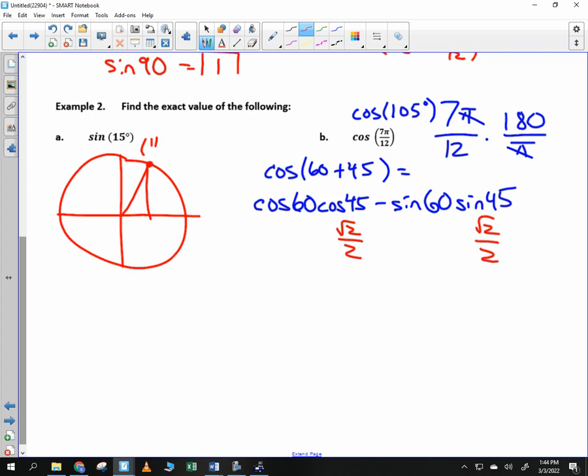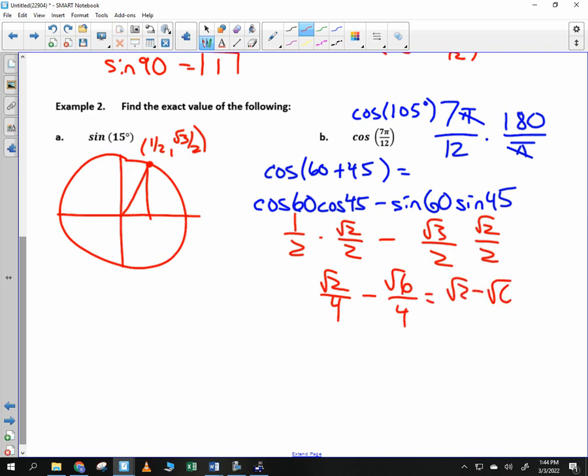Very good. Luke says 1/2 and root of 3 over 2. So what's the cosine of 60? 1/2. And the sine of 60? So cosine is the x value and sine is the y value. It's okay. It comes at a good time. It's going to help us remember some things we've done. So I get what? Over 4. Very good. Minus. And I get root of 2 minus root of 6 all over 4. Not bad, huh?